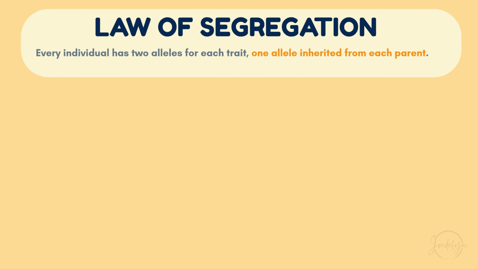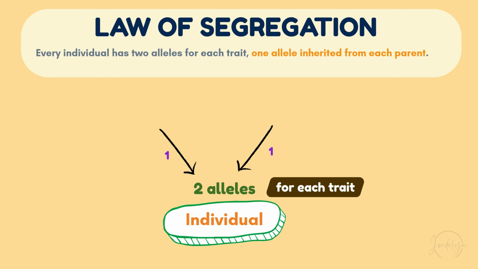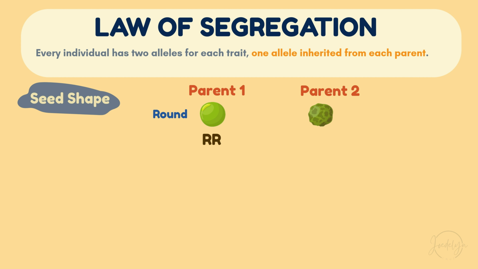Now let's look at the second law, the law of segregation. This law states that every individual has two alleles for each trait, one allele inherited from each parent. For example, in the seed shape of a pea plant, one parent might pass on a round seed allele, while the other passes on a wrinkled seed allele.